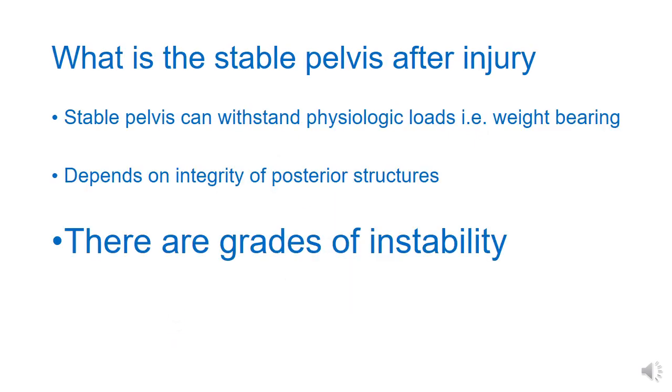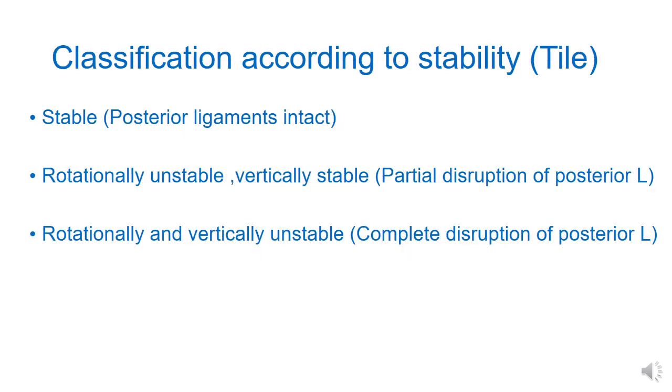So, we know now the stable pelvis can withstand physiological loads, and also we have known now that it depends on the integrity of the posterior structures, but how these posterior structures are affected, this is called the stability of the pelvic ring injury. We have grades of instability: either the pelvis is completely stable, partially unstable, or completely unstable. Let us see how to assess the stability.